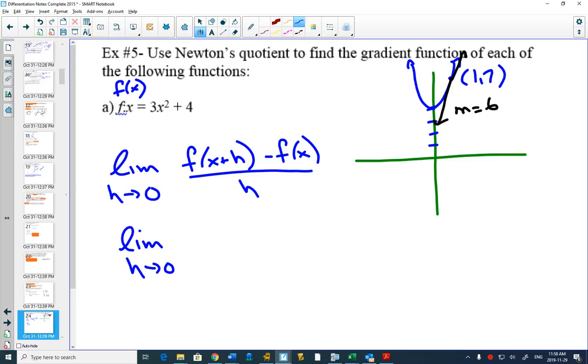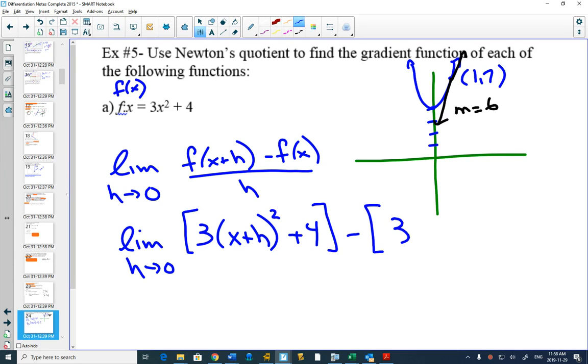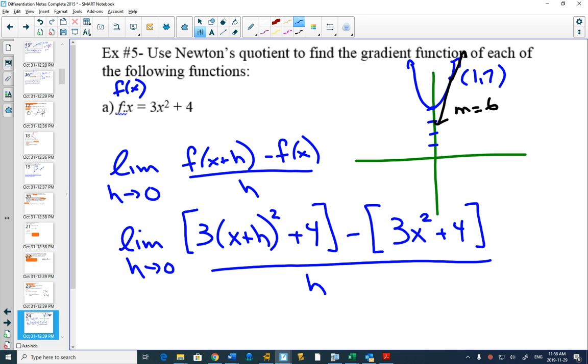Well, what is f of x plus h? That would mean you'd plug in x plus h for x, right? You agree? And then I'm supposed to do minus f of x. Well, f of x is just 3x squared plus 4, all divided by h. So f of x was given to us. That's 3x squared plus 4. F of x plus h, that means you have to plug in an x plus h wherever there was an x. That's what function notation means.